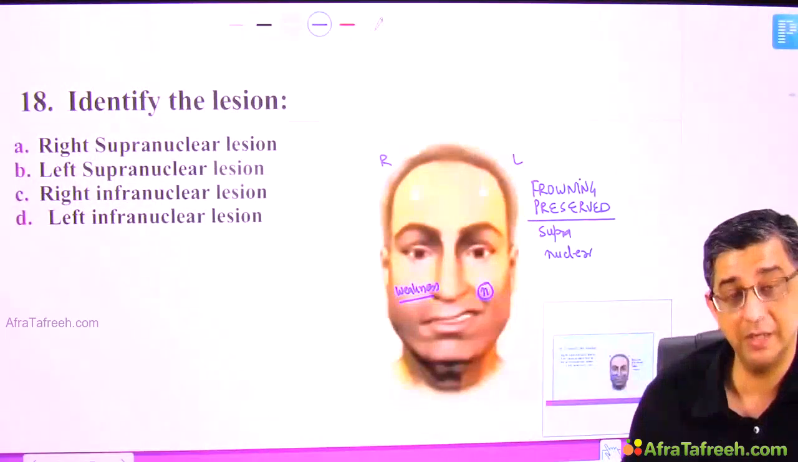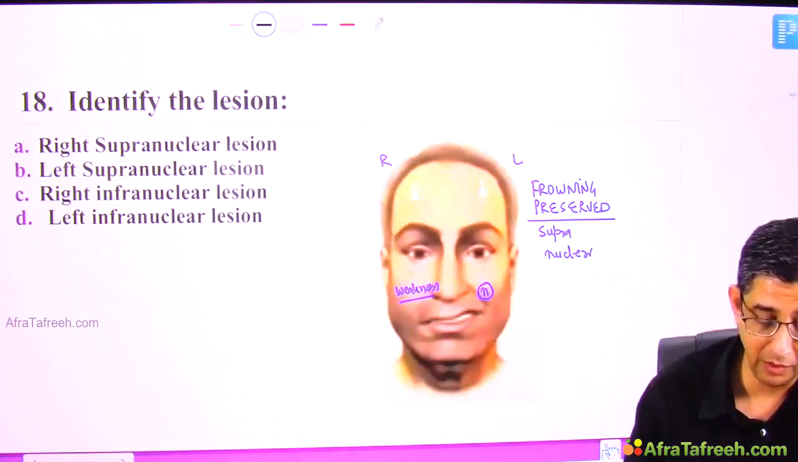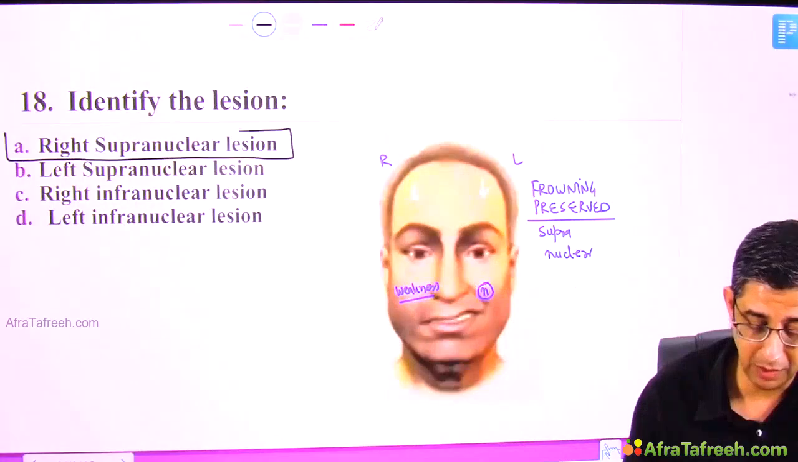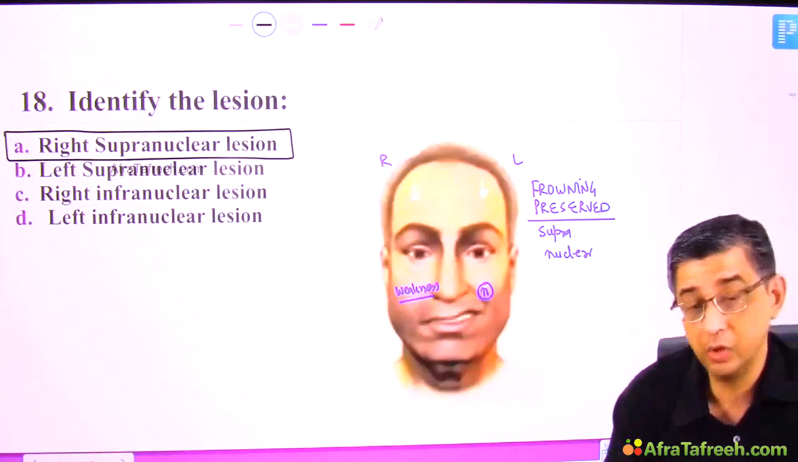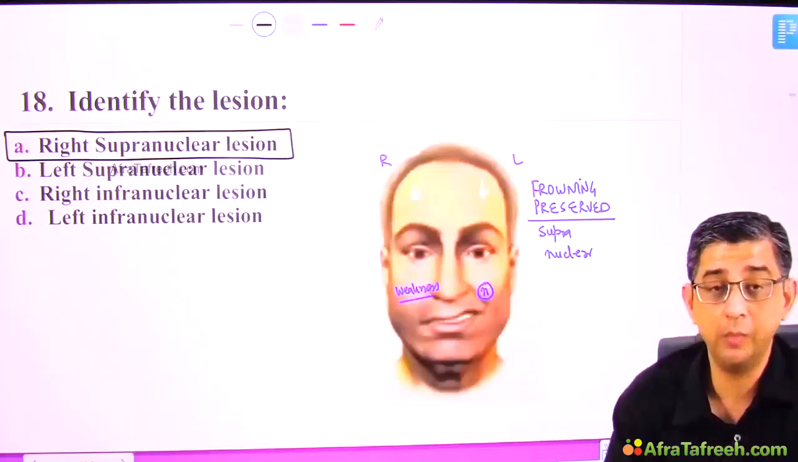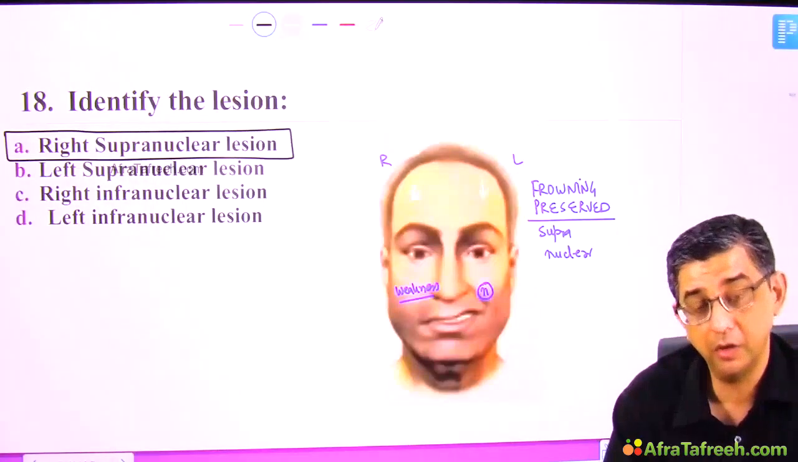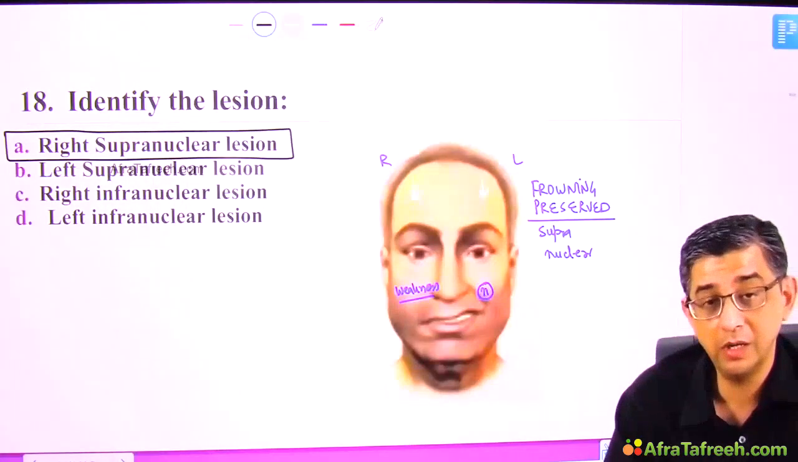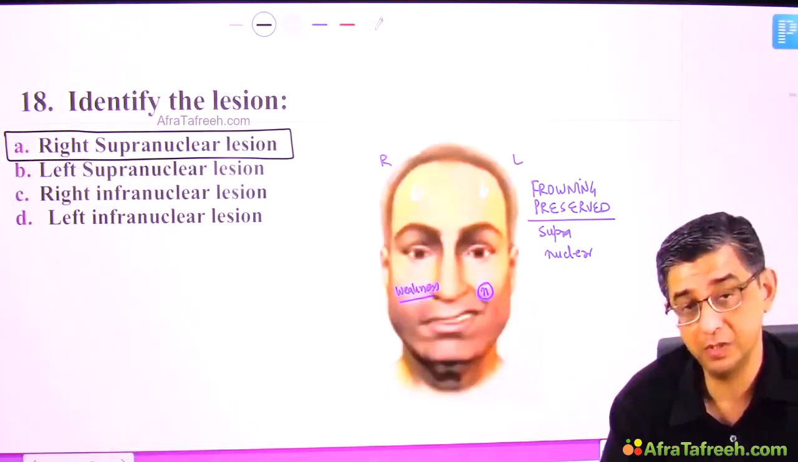And where is it present? It's on the right hand side. The correct answer to question number 18 is alpha. The usual query of most doctors first is, why is it not Bell's palsy? Why is it not going to be answered by you as an infranuclear lesion? I provided the reason. Frowning is preserved.